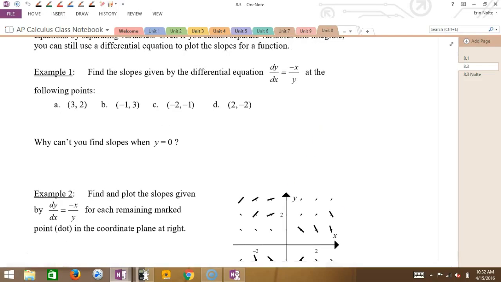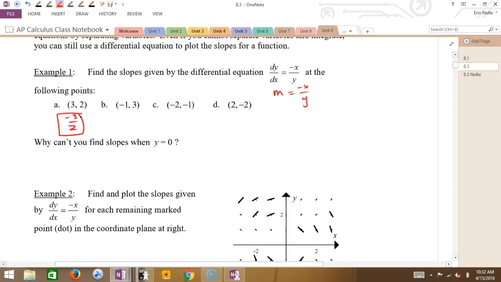Okay, so number one, we have our differential equation. This is basically telling us that the slope is negative x over y at each of our points. So all I'm going to do is plug in the x and the y and analyze the slope at each of those spots. What is my slope at the point 3, 2? Negative 3 over 2.